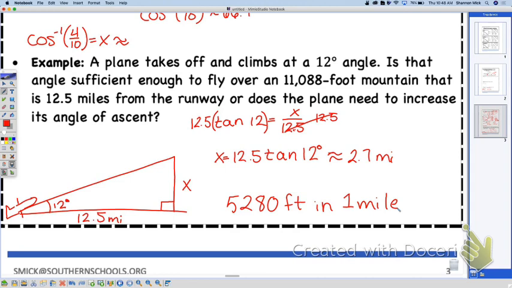So I put 2.7 times 5,280, and I got 14,256 feet. Will it get over that mountain? Yes.